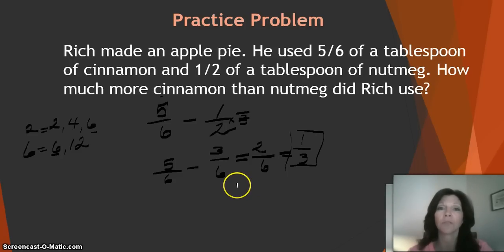Do not forget to reduce your fractions. You should always show fractions in their lowest or their reduced form. So whenever you're looking to give your answer, please always reduce it to its lowest form, which in this case is 1/3. And remember that 2/6 and 1/3 are equivalent fractions. 1/3 is simply the reduced form of 2/6.